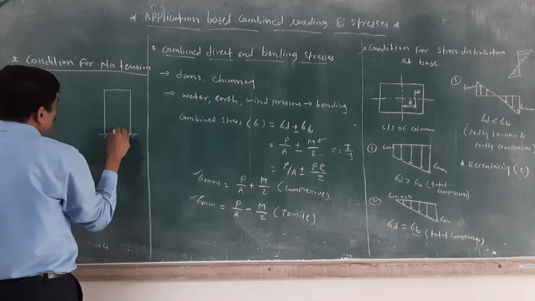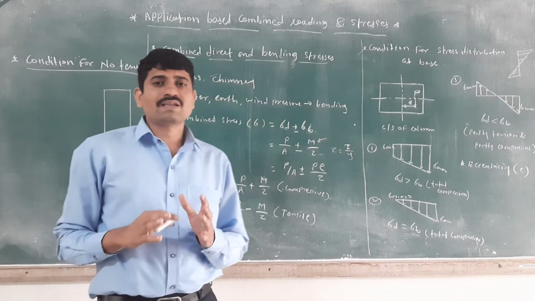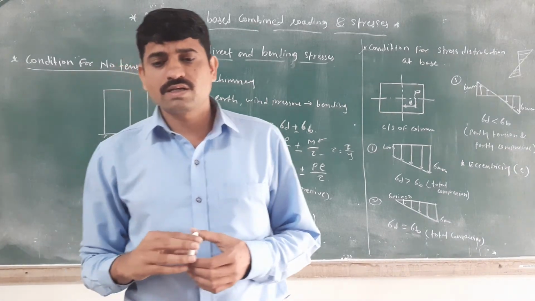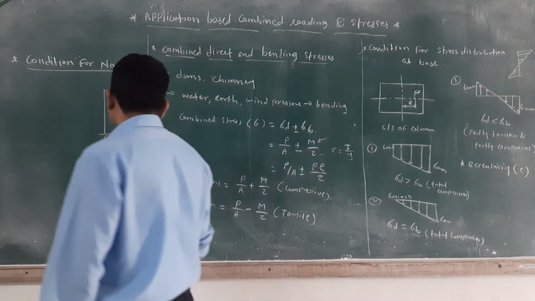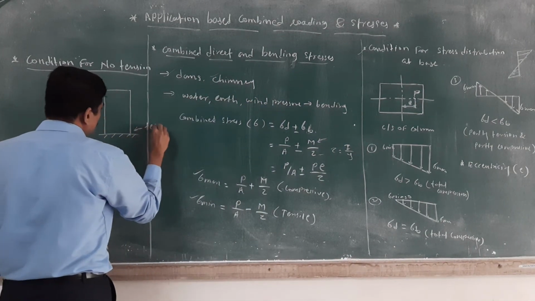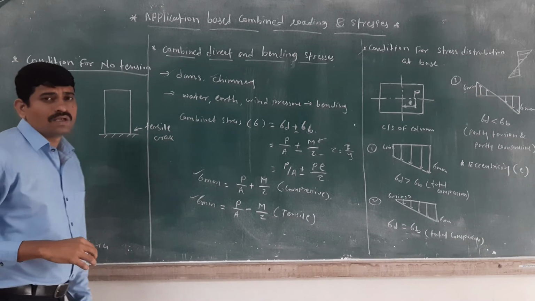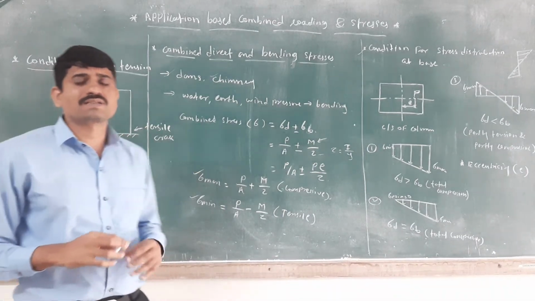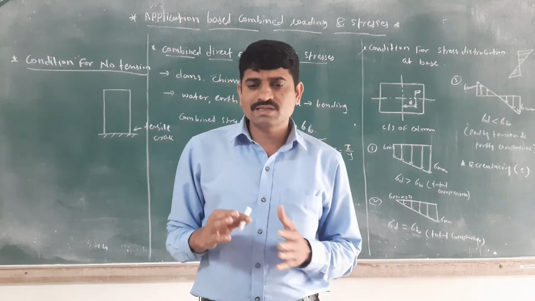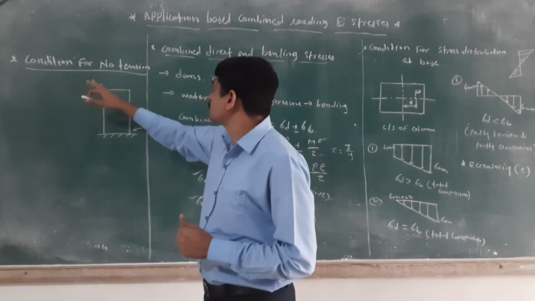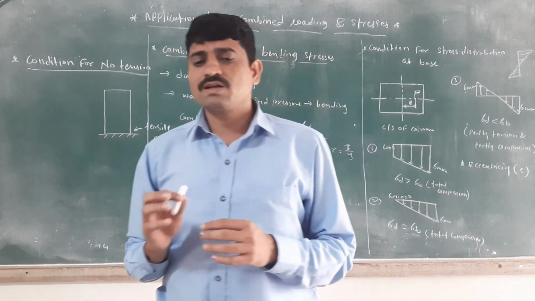If there is a column, sometimes you will get tension or compression, but at the base of the column, if you are getting tensile stress, it is harmful because it produces a tensile crack. Here you will get some tensile crack in the column at the base. We want to avoid this tensile crack. Then how do we avoid it? What is the condition for no tension?